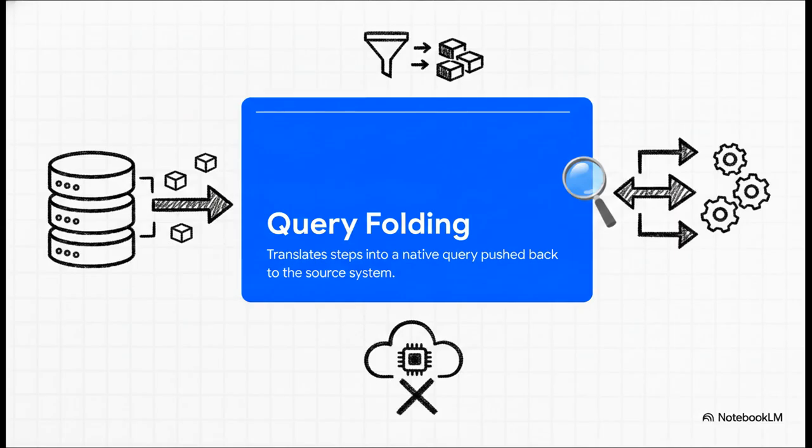Now, optimization at its absolute finest is query folding. This is when Power Query takes your transformation steps, like filtering or grouping, translates them into a native query, and pushes them right back to the source system. So instead of your local machine doing all the heavy lifting, the database server handles it before the data even travels to you. It is incredibly efficient.